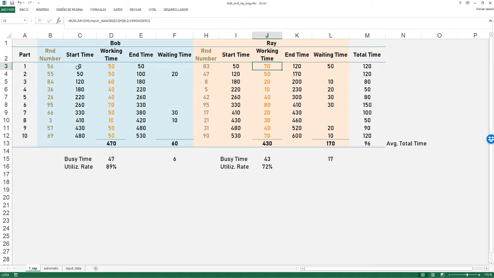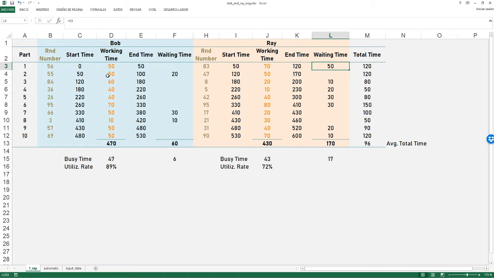So notice that Bob has to work on this part first. It finished at the second 50, and that will be the start time for Ray, because only when Bob has finished with that first part, Ray can start working on it. That means that Ray will start at second 50. It'll take him 70 seconds to work on it, and it'll finish at 120. And as a result of that, Ray has been waiting 50 seconds, because that was the time from the very moment we started the production that he was waiting for Bob to finish the first part.